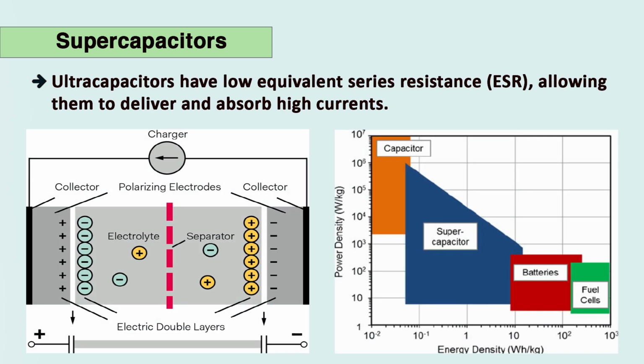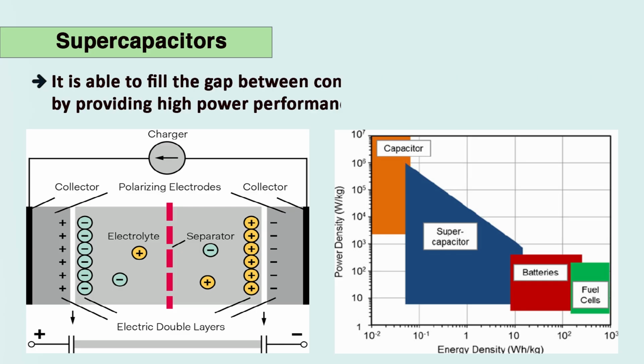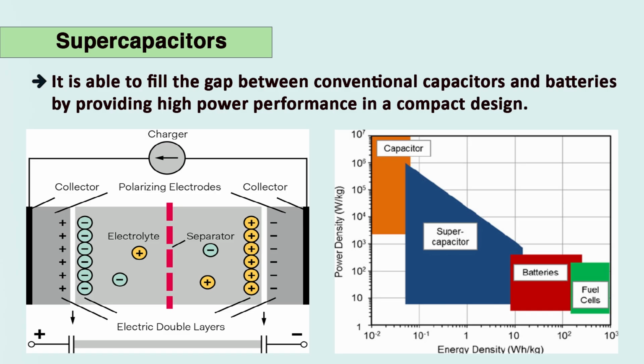Moreover, the ultracapacitor has a low equivalent series resistance, more commonly known as ESR, allowing it to deliver and absorb high current. So whenever very high current is required for a very small period of time, the supercapacitor is the most preferable choice in that particular application.